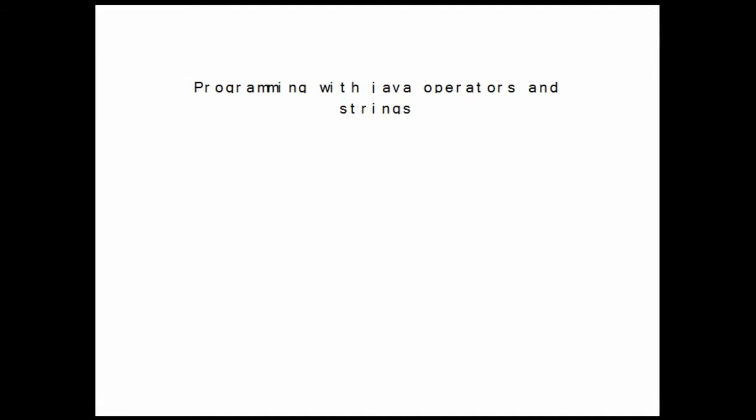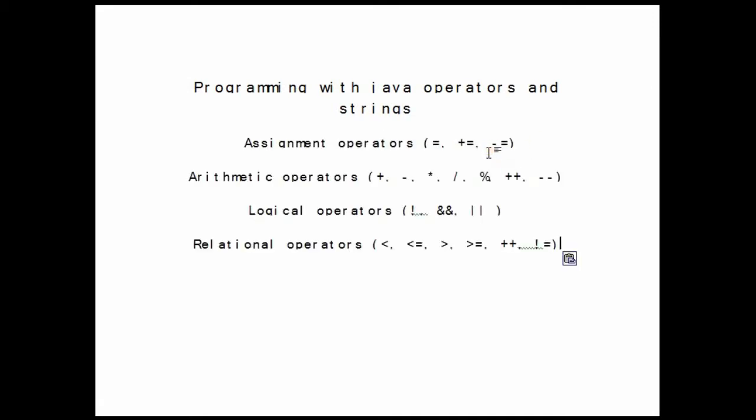There are about 4 groups and I think over 15 different operators that we can come across within Java. The groups of these operators are the assignment operators, the arithmetic operators, the logical and the relational operators. As you can see, we've got 3 for the assignment, about 6 or 7 for the arithmetic, 3 again for the logical, and about 6 for the relational operators.